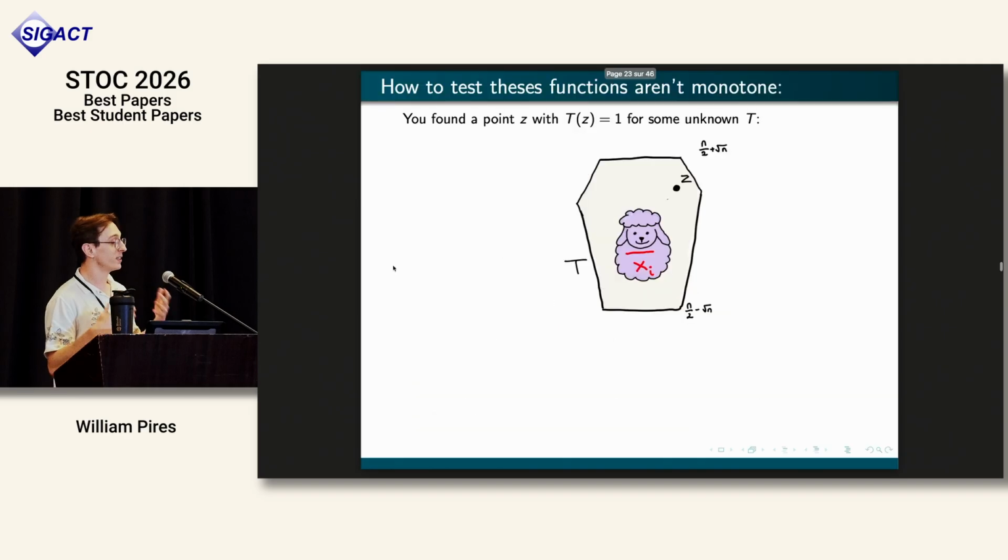So now, if I'm a tester, let's say I have a point z that falls into one of the cells. This cell is defined by some term t, and inside that cell I set f of x equal to not xi. How can I find that my function is actually not monotone?